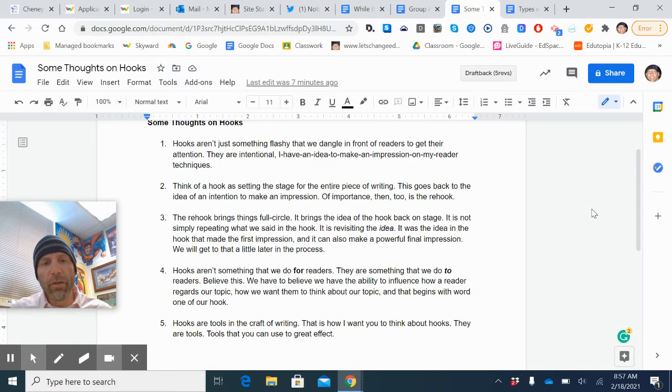This is an important one for me. Hooks aren't something we do for readers. I think that falls short of their potential. Hooks are something that we do to readers, and I want you to believe this. We have to believe that we have the ability to influence how a reader regards our topic, how we want them to think about our topic.